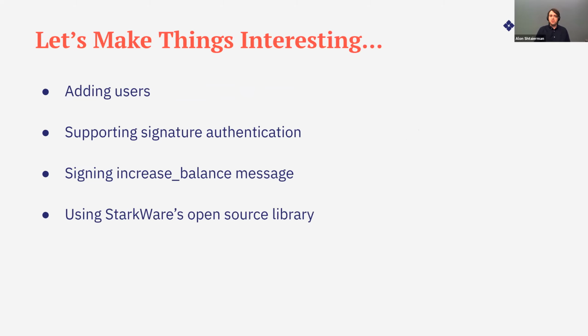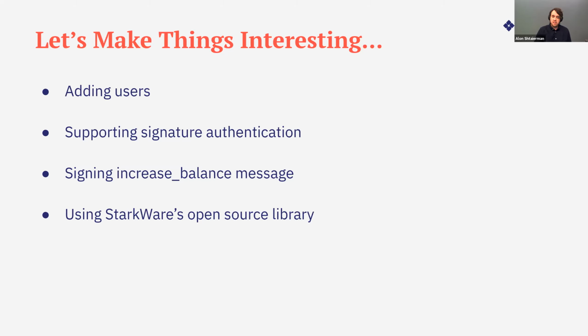Let's make things a bit more interesting. We'll take this sample contract that we've viewed now, and we'll add some better functionality to it. First off, we'll add support for users. Right now, all we have is a simple contract that just stores this one balance variable, and it doesn't really do anything too interesting. So what if we had a balance kept for each individual user? It sounds complicated, but it actually is very simple in StarkNet. We'll show that in a second.